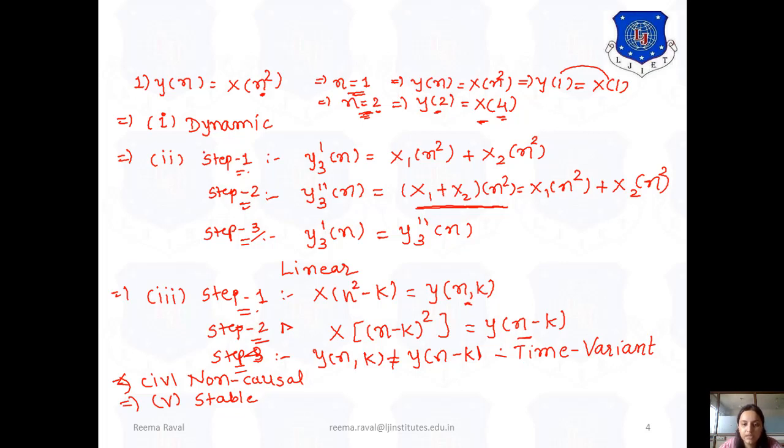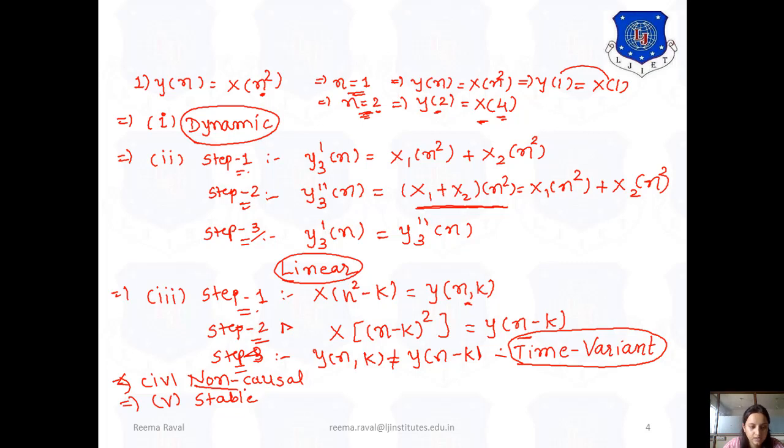So for this given example, our properties are: it is a dynamic system, linear system, time variant system, then non-causal system and stable system. So these are the properties for the given function.